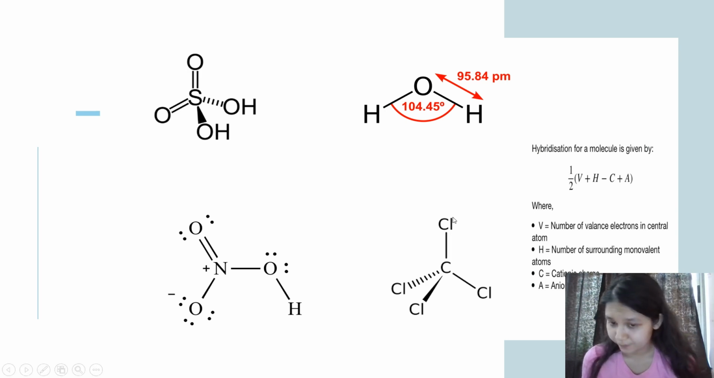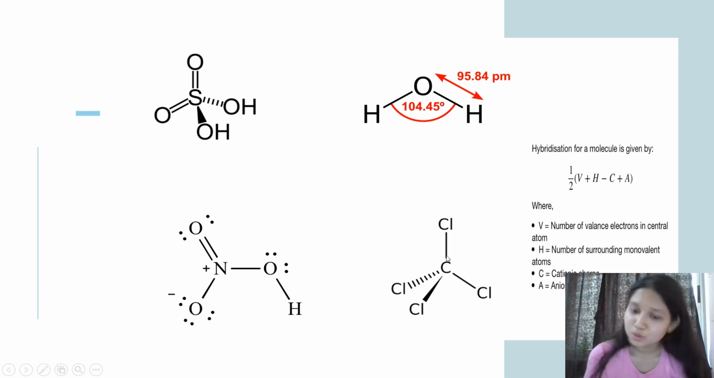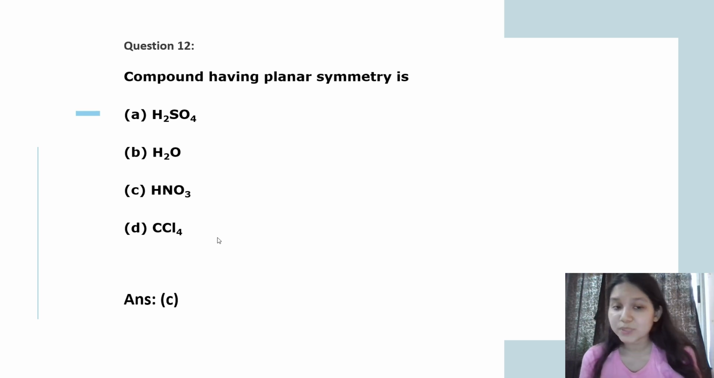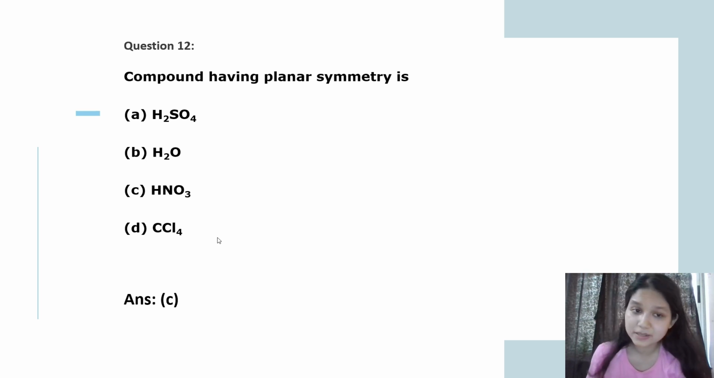In CCl4, the hybridization and geometry will be similar to the methane molecule. In this molecule also, carbon is possessing sp3 hybridization and it will have tetrahedral geometry. Thus, out of these four options given in this question, option C, nitric acid, will have a planar symmetry. This will have sp2 hybridization possessing a trigonal planar geometry or shape. I hope this answer is clear to everyone.